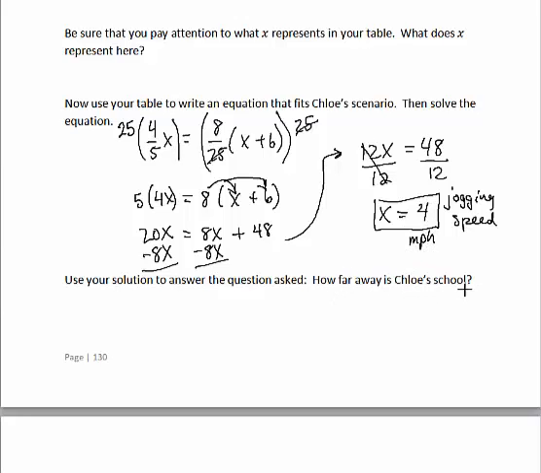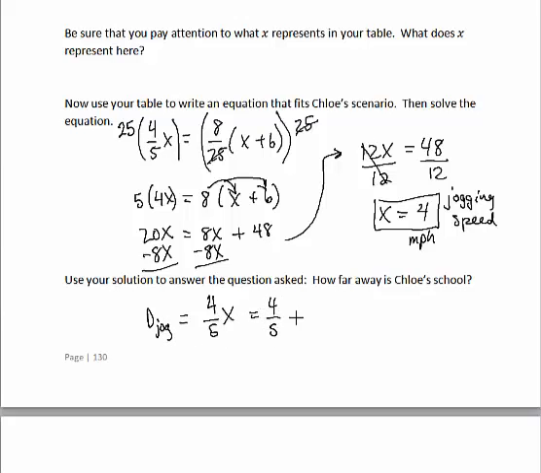How far away is Chloe's school? Well, we'd have to reuse one of the expressions from the distance column. You could use either one because we said the distances were equal. So I'll take 4/5 x. This is the distance of jogging specifically, but as I said, we solved this based on the fact that the two distances were equal. So I can use either expression. This looks like the simpler one.